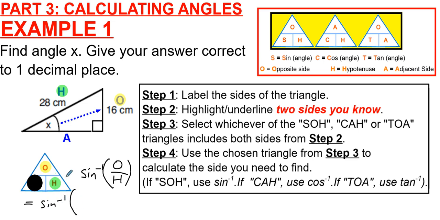So what is O? Well, O, the opposite was 16, as you can see here. So the opposite was 16. And that's going to be over H, which was 28. So I'm just highlighting these so you can see where these numbers are coming from, hopefully. So you type this in on your calculator, whatever comes out, that's your angle, and you're done.